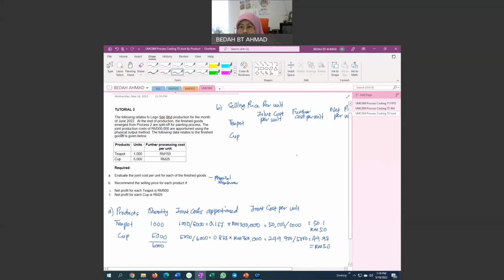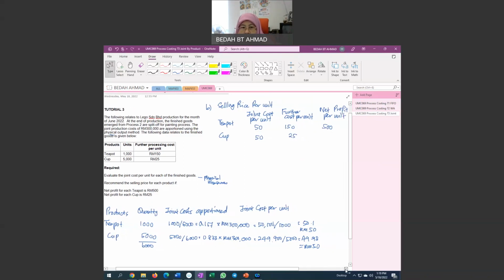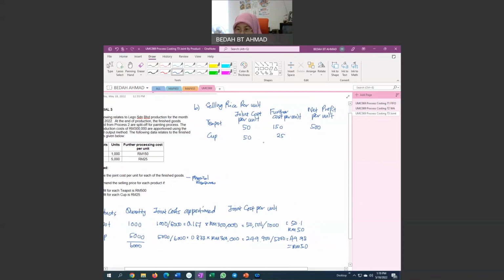Then we transfer this cost into a table to find the selling price per unit. The joint cost per unit for the teapot is RM 50, and for the cup it is also RM 50. Further processing from the question is RM 150 for the teapot and RM 25 for the cup. So the total cost here is 200. Given in the question, the net profit is 500 for the teapot and 25 for the cup.